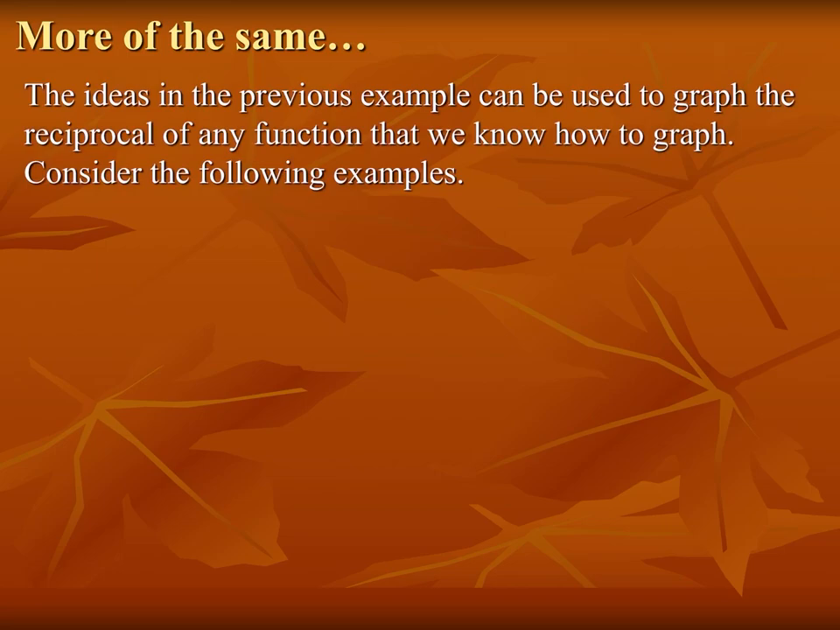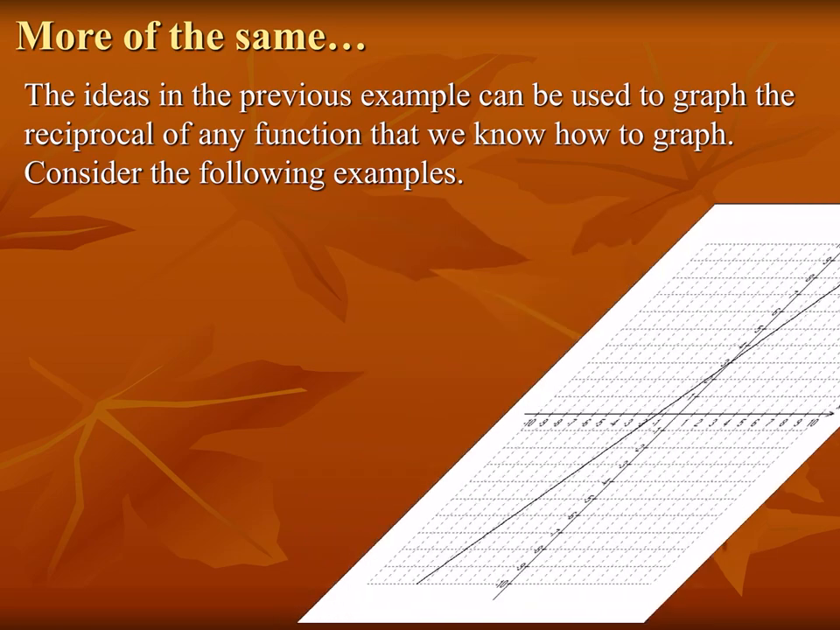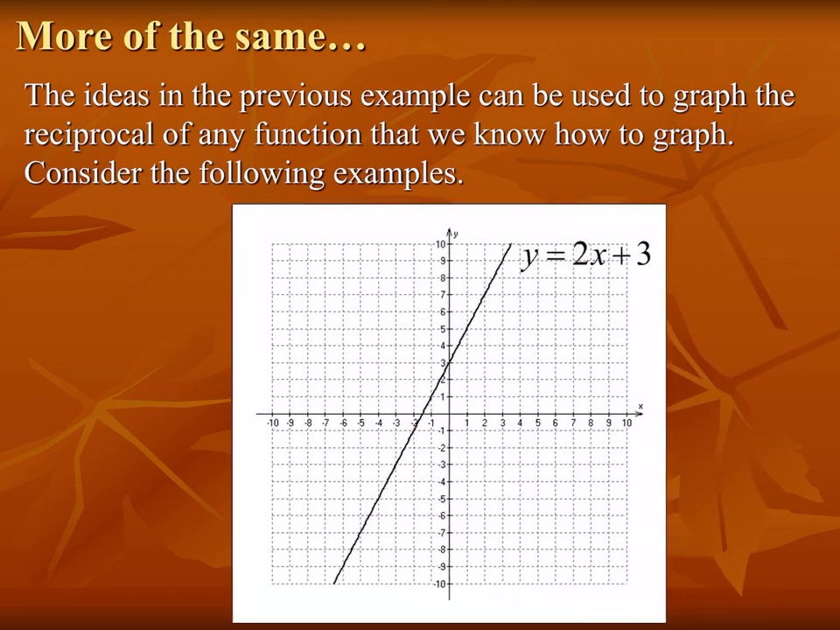The ideas in the previous example can be used to graph the reciprocal of any function that we know how to graph. Consider the following examples. Okay, here's y equals 2x plus 3. Hopefully you know how to graph y equals 2x plus 3. It has a y-intercept of 3. And it goes up by 2's. More importantly, it goes through 0 at negative 1.5 here.